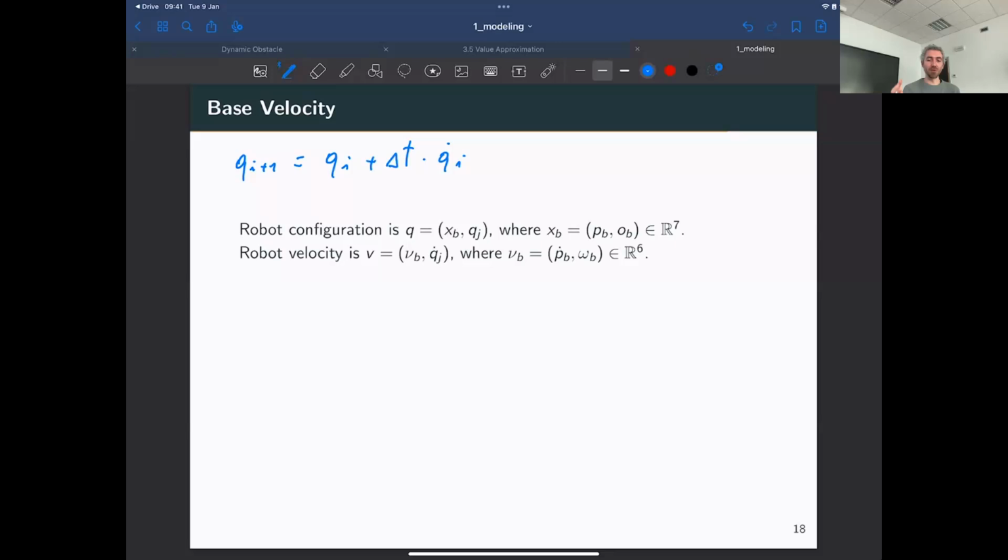Indeed, that's why we don't call them q and q dot, but we call them q and v, because q dot is misleading. It makes you think that it's a time derivative of q, but it's no longer the time derivative of q. It's almost the time derivative of q, except for the orientation, because here we have the angular velocity, but the angular velocity is not the rate of change of the orientation. So omega b is not the derivative with respect to time of OB.